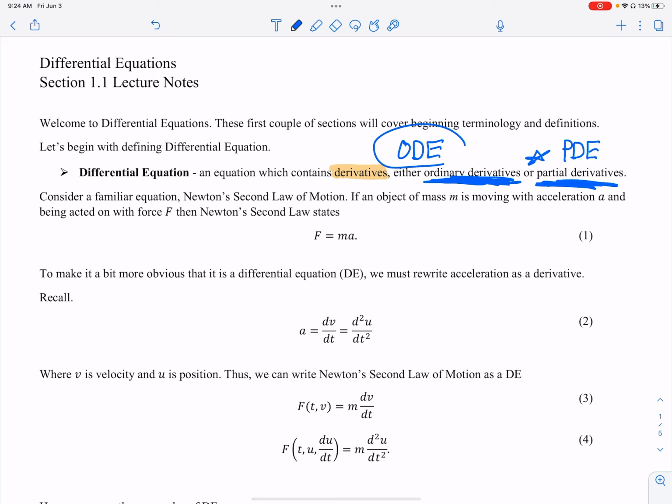We are going to be studying ODEs in this class. PDEs have a different class. We're not going to touch them at all. We're going to see some of what they look like, but we're not going to study them at all. That's a whole different course. That's where a lot of the current studies are sitting.